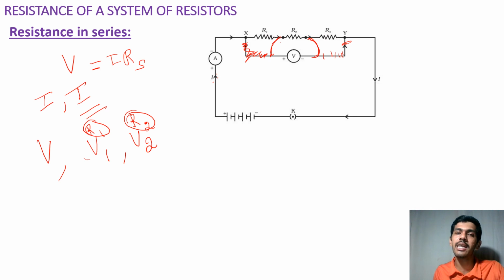And interestingly, in the third trial I keep the Y point fixed, remove the X point from here, and connect the voltmeter only across R3. That means now I am measuring the potential difference, or voltage, across the resistor R3.